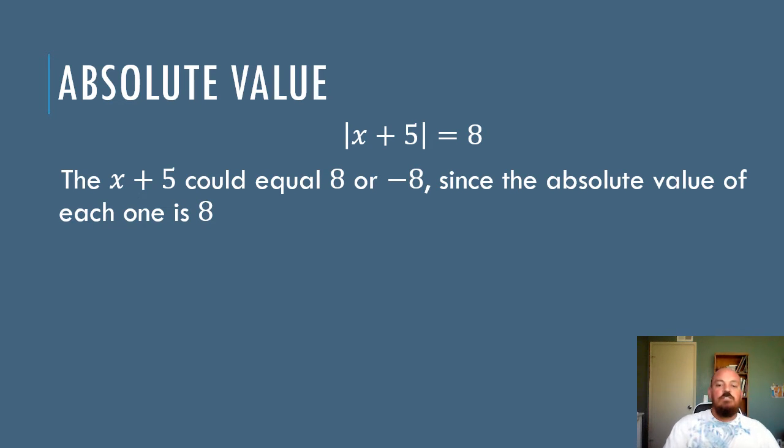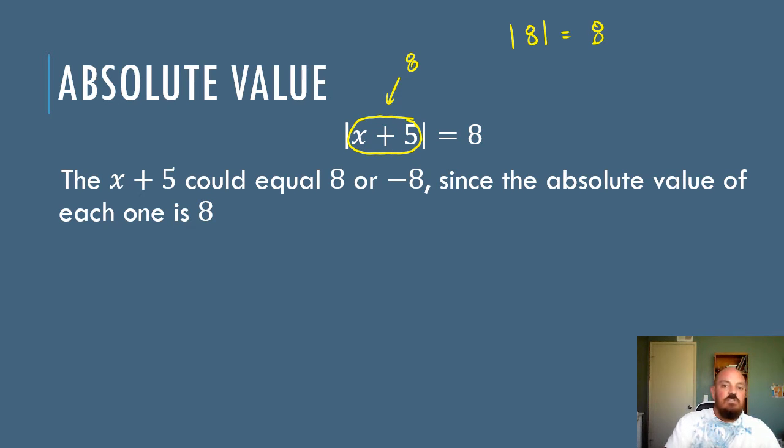The first thing I want you guys to realize is when you have an absolute value equation, you're focusing on the thing that is inside the absolute value. So in this case, it's the x plus 5. Now the x plus 5, I said in the notes there, it could equal either 8 or negative 8, since the absolute value of each one is 8. And what I mean by that is, if this x plus 5 ends up equaling 8, then what you get is the absolute value of 8. Well, the absolute value of 8 is 8.